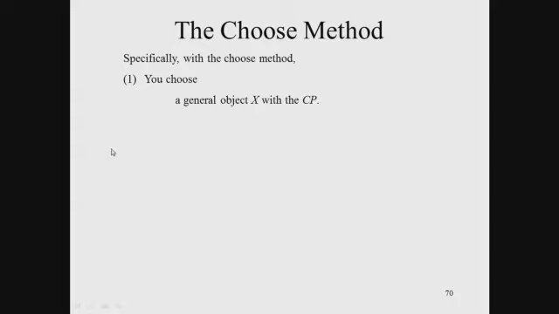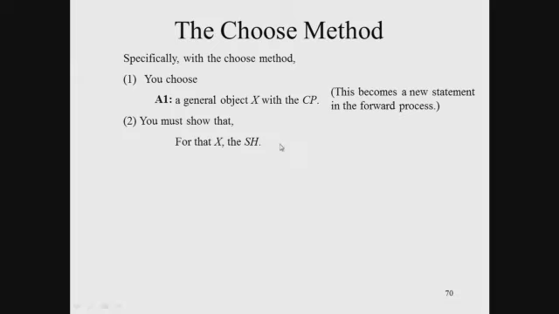You want to choose a general object, let's call it x, with the certain property. And when you choose this object with the certain property, that becomes forward information. This is a new statement in the forward process because you chose the object x with the certain property. Here it is. I can use this object with its certain property. And you have to show that for that object x, the something happens. And that becomes a new backward statement. This is what you have to show. So now what we hope to do is fill in the details, probably by the forward-backward method, for example, to complete the model proof, working forward from A1 and backward from B1. And that becomes our model proof.